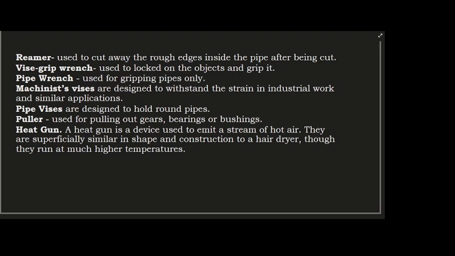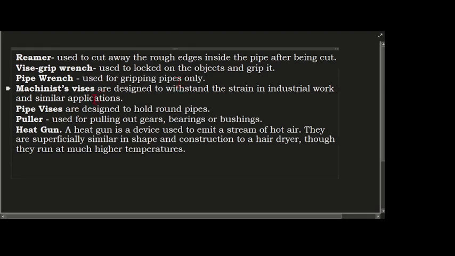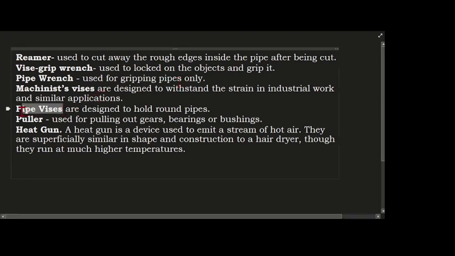Machinist vise are designed to withstand strain in industrial work and similar applications. So if we want to make our angle bar, our flat bar, or any other metal bars na gusto natin siyang i-cut and gusto natin na naka-stay in place, so we'll put that one in a machinist vise. Kapag pipe naman, ilalagay natin siya sa pipe vise, no, so that we could cut fully our pipes.